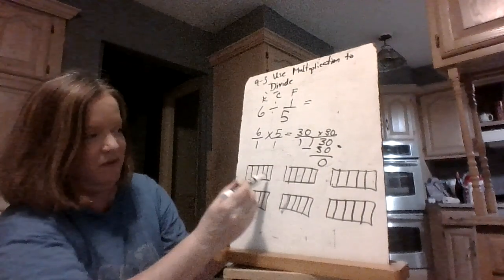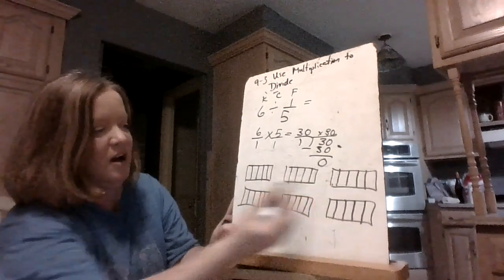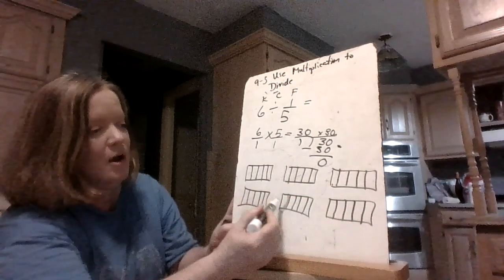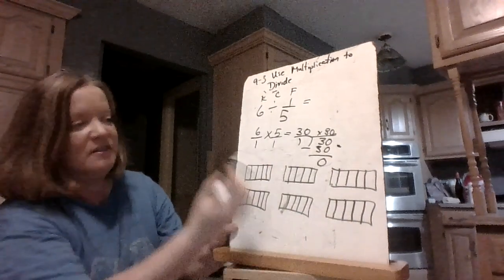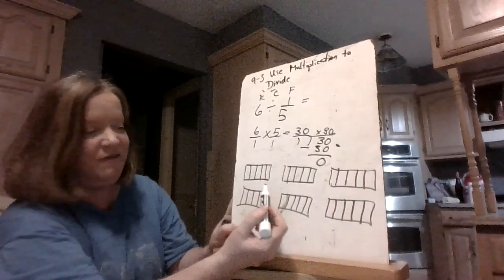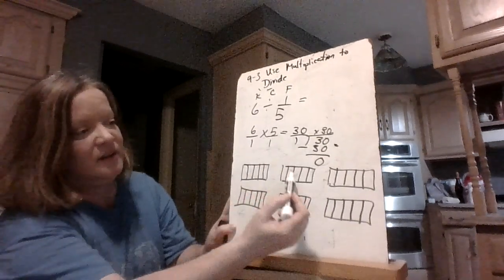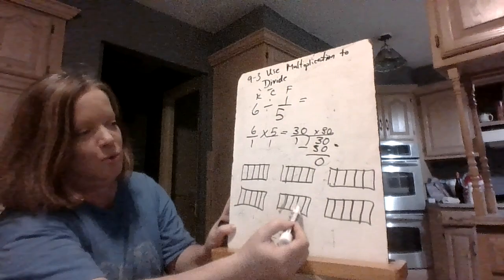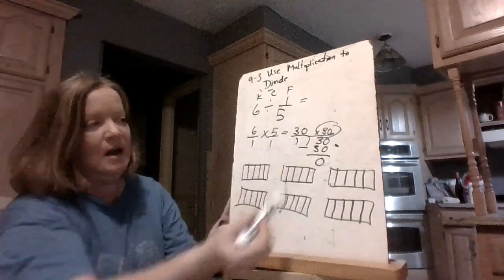Each one has 5 pieces. So if I have 6 candy bars and they're each cut into fifths, then how many pieces do I have altogether? 5, 10, 15, 20, 25, 30. So again, my model is matching the answer to my algorithm.